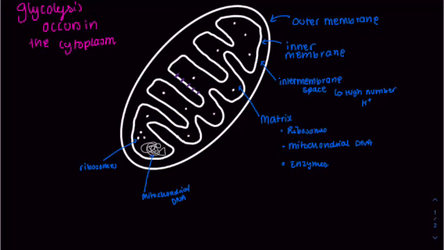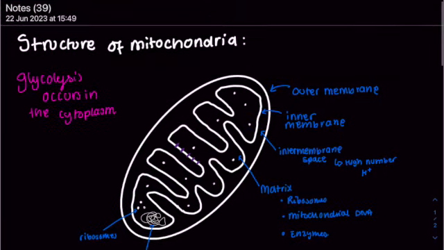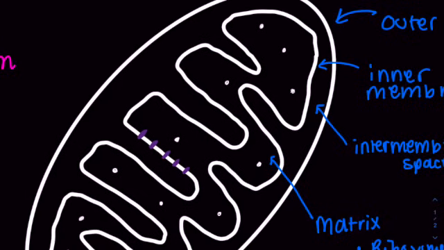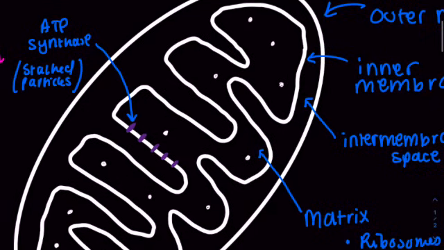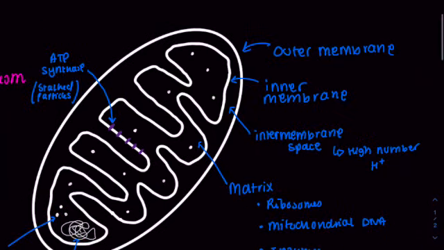Okay, now here on the inner membrane, you have ATP synthase. These may be called stalked particles. Depends on what you prefer, but I'm going to call them ATP synthase because it's easier to understand. So they're just on the inner membrane and they synthesize ATP. So it's involved in oxidative phosphorylation.